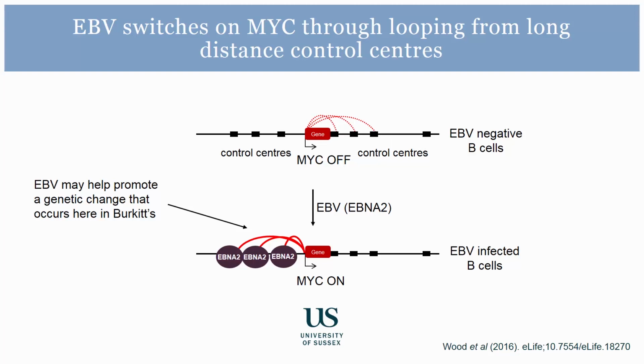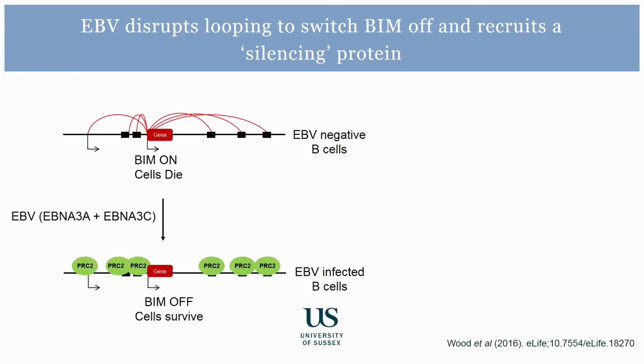So this is MYC. This is the growth gene that the virus is switching on. It now wants to switch off the suicide gene, BIM. And it does exactly the opposite in this case. So if looping is a good way of switching on genes, disrupting looping is a good way of switching off genes. And that's exactly what happens at BIM. BIM is making lots of looping contacts to all these long-distance control centers when the virus isn't there. When the virus is there, it disrupts these loops, and all of these control centers get coated with a silencing protein that keeps the gene off.